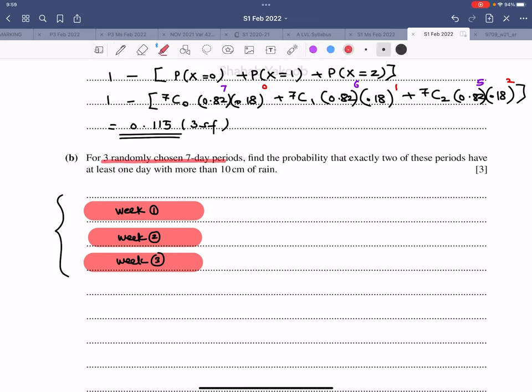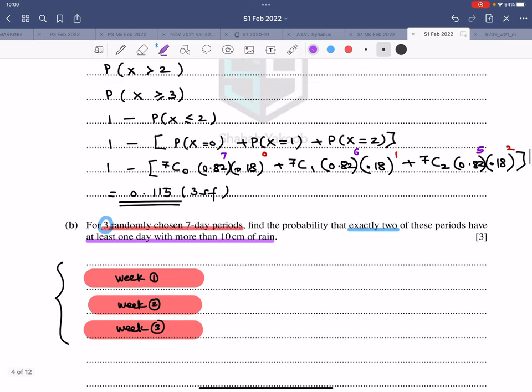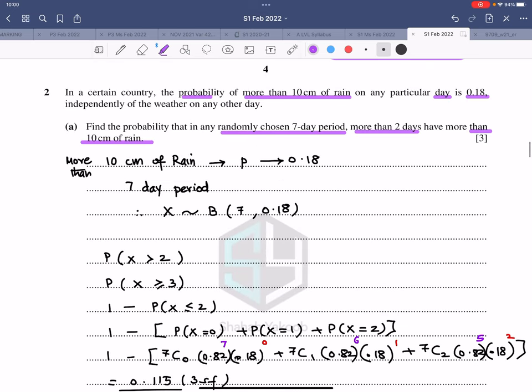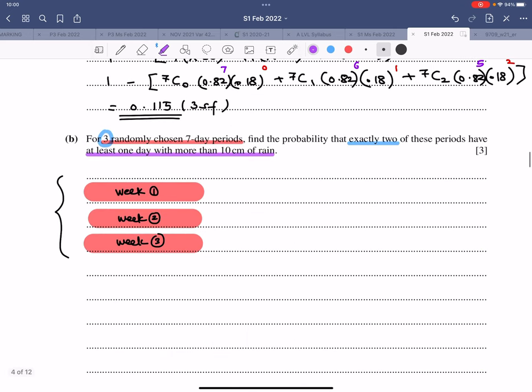Find the probability exactly 2 of these periods. So exactly 2 that you will calculate based upon these 3, have at least 1 day. Now this is something else, at least 1 day with more than 7 days of rain. So now this is related to the 7-day period. So therefore, this is one particular 7-day period, which is actually a week.